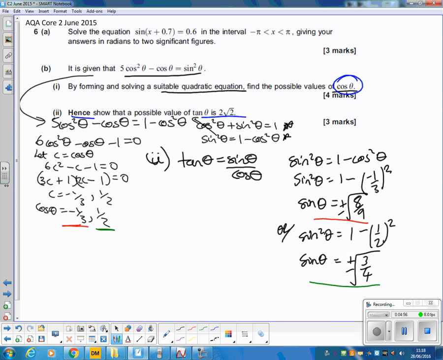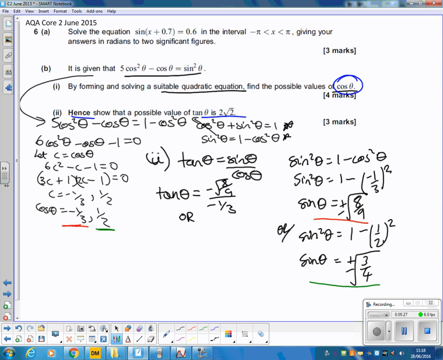Right, we're trying to get to tan theta equals 2 root 2. Well, you're going to have two possibilities. We've got tan theta equals, now we had cos theta is minus a third, we've got sine theta is plus or minus the square root of 8/9. Well, in order to turn that into a positive, remember we're looking for 2 root 2, which is a positive number, and that would have to be the negative value of sine.